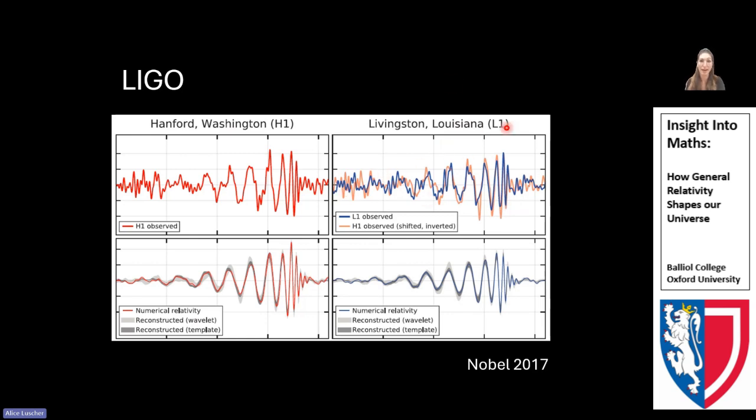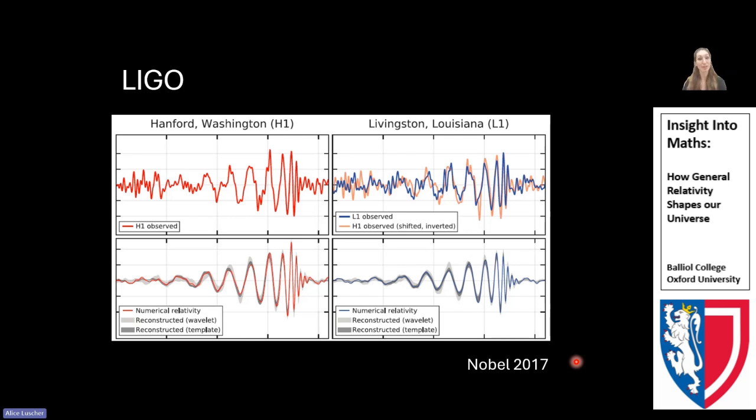This one just happened slightly after, just the time that the wave got from Washington to Louisiana, which happens quite fast because gravitational waves travel at the speed of light. But they observed the same event, and their observation also matched with what was predicted theoretically within Einstein's equation. So a good proof of general relativity. And they got a Nobel Prize for that.